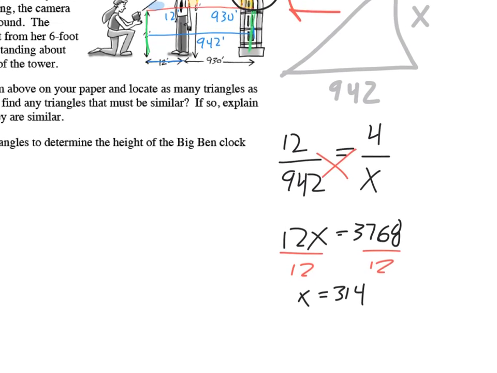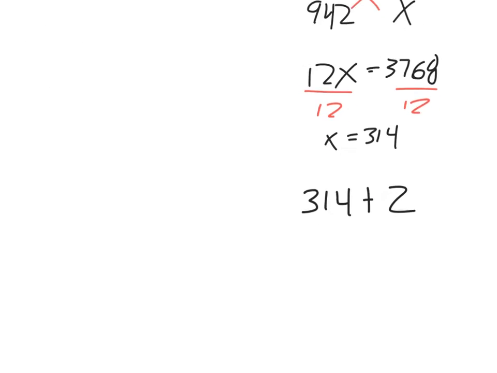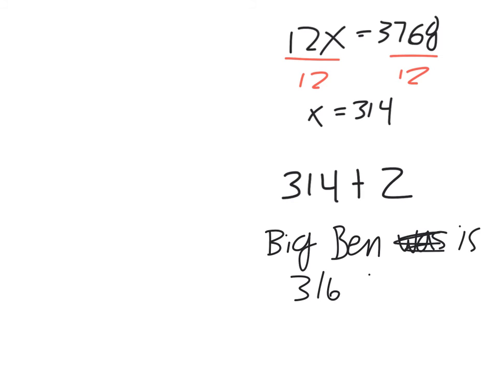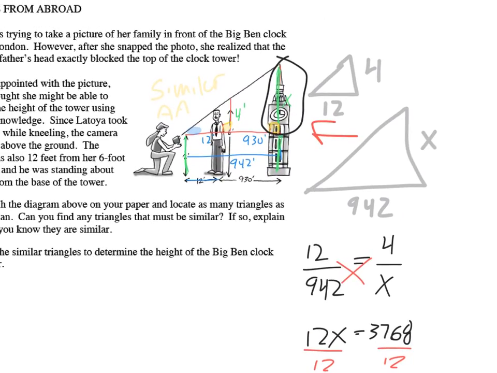Now, one thing we need to be careful of is that this distance right here, 314, is not the height of Big Ben. We need to add 2 to that because the camera was 2 feet above the ground that Latoya was using. So we can say, therefore, that Big Ben is 316 feet tall. And so we use similar triangles via angle to set up proportions and therefore solve for a missing side length.